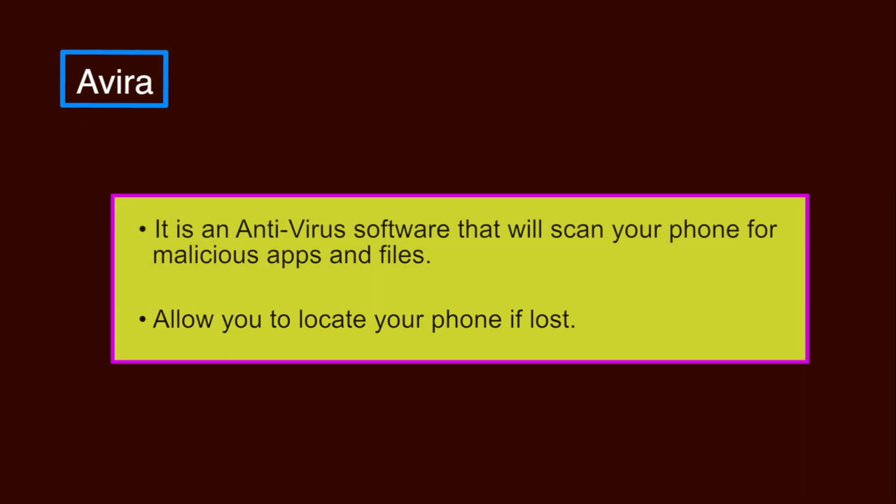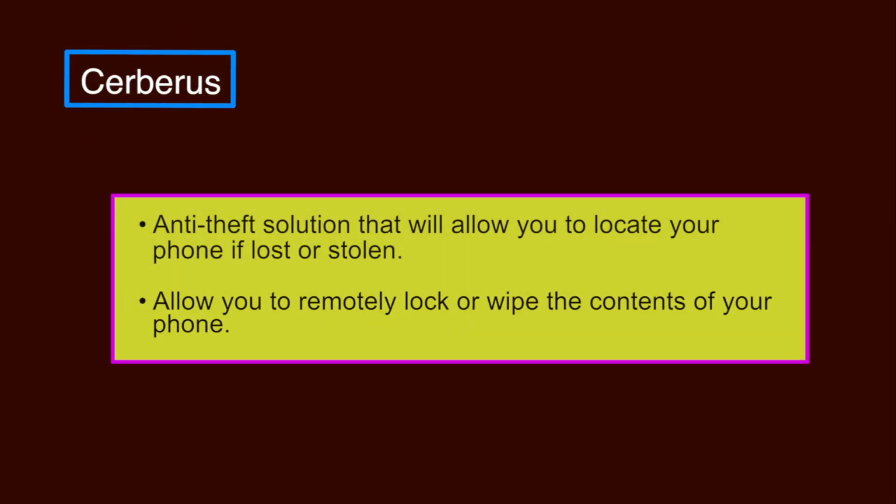Avira. It is an antivirus software that will scan your phone for malicious apps and files. It will also allow you to locate your phone if lost. Cerberus. It is an anti-theft solution that will allow you to locate your phone if lost or stolen. It will also allow you to remotely lock or wipe the contents of your phone.